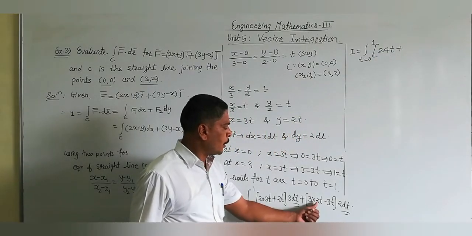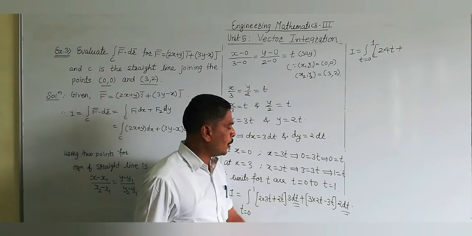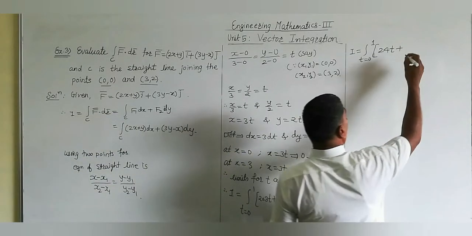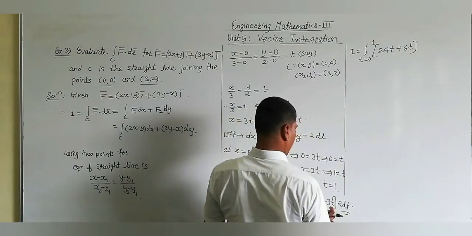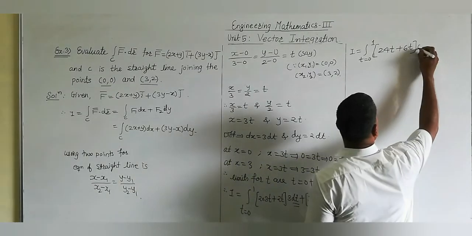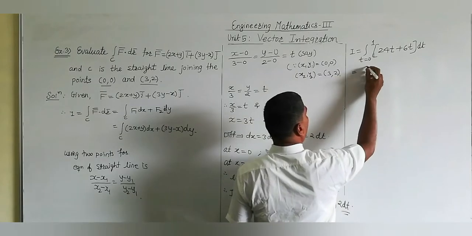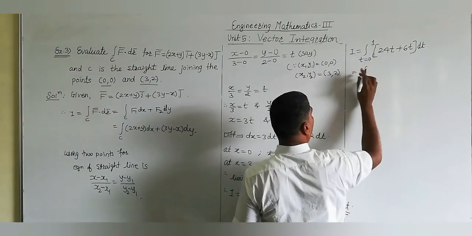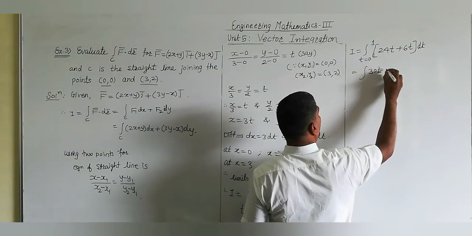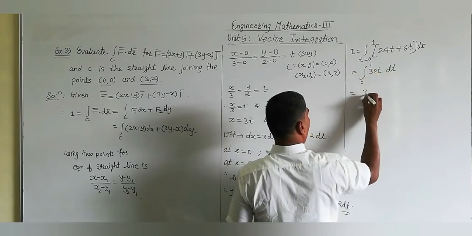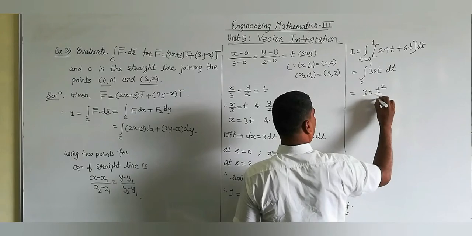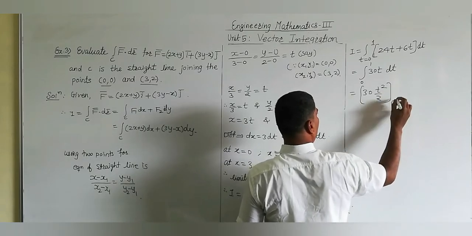And now this becomes 3 into 2 is 6, 6 minus 3 is 3, 3t into 2 becomes 6t, right? This 3t into 2 becomes 6t into dt. So in that way we get 24 plus 3 is 30t, limit from 0 to 1 dt. So we get 30 into t square divided by 2, limit from 0 to 1.